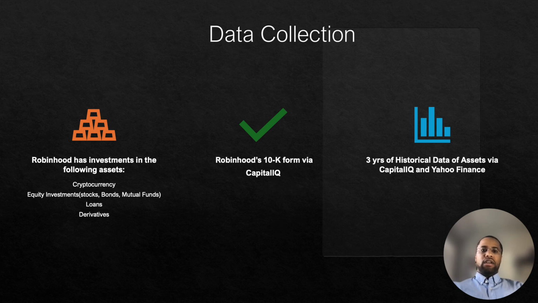And then we collected 3 years of historical data for each asset class, including cryptocurrency, loans, fixed income securities, and derivatives. And this information, again, was sourced from Capital IQ and Yahoo Finance. We then exported the data and cleaned it in Microsoft Excel, where we calculated the value at risk and expected shortfall. So now let's delve into the specific methodologies we employed.